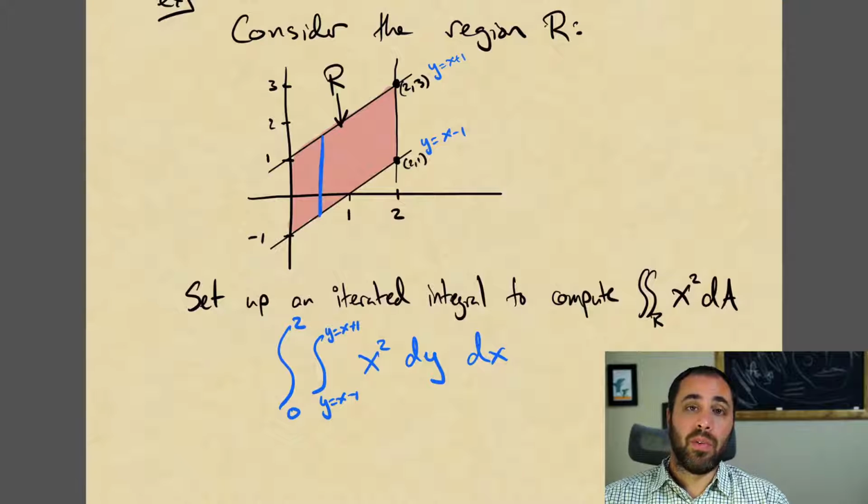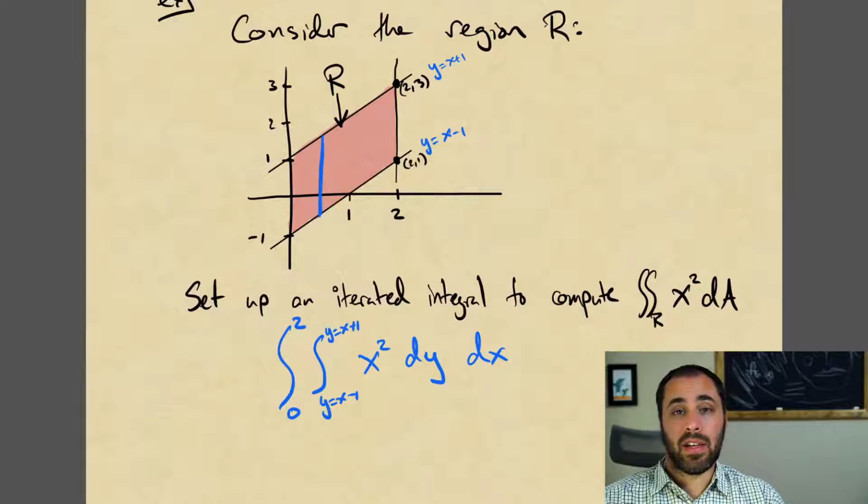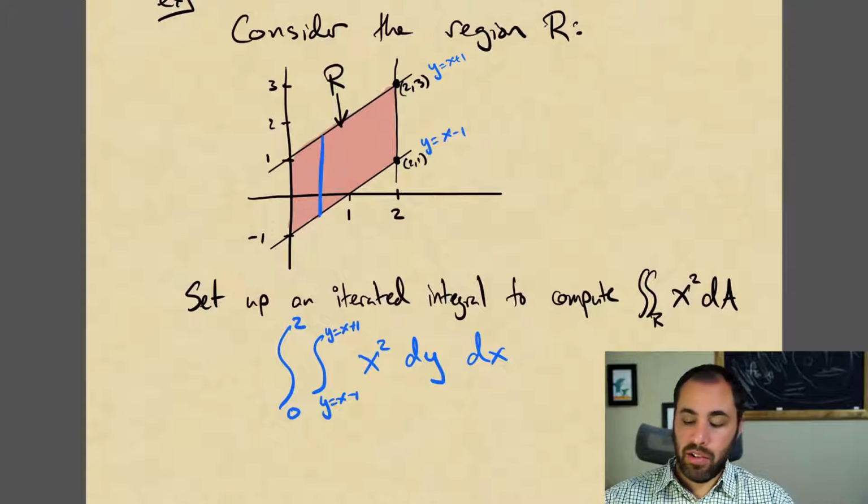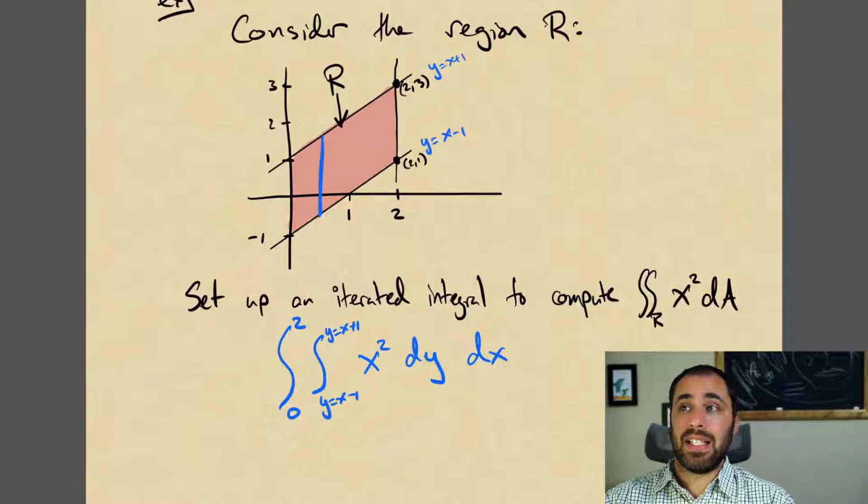Vertical strips, we've got the y bounds with dy on the inside, the x bounds with dx on the outside. I'm not going to go through the actual integration. You should try this on your own, but you'll find the answer is 16/3.